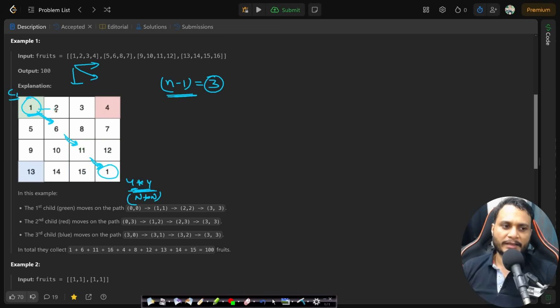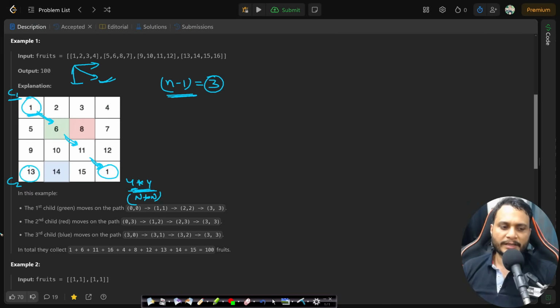Other than that, if he takes any other route, it will be taking more number of moves, which does not make sense, right? Which will break the condition. So that is why, even though for C1 you have 3 moves, I will always be taking the diagonal path for it. Okay, so that is the first point to consider. Now let's see the second child.